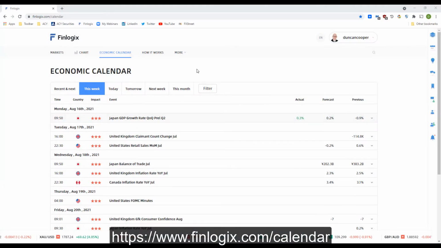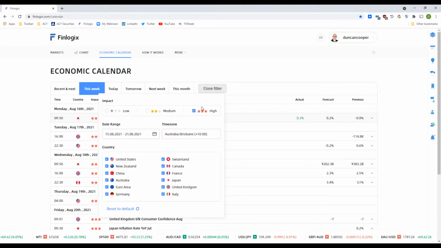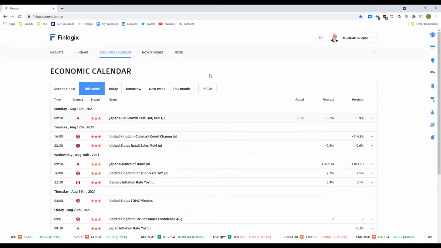Hi traders, just at the FinLogic economic calendar, and this week I'm going to be reviewing the Aussie to the Japanese yen. So I've just filtered to the high items, and let's have a look at the news items coming out that can affect that pair.